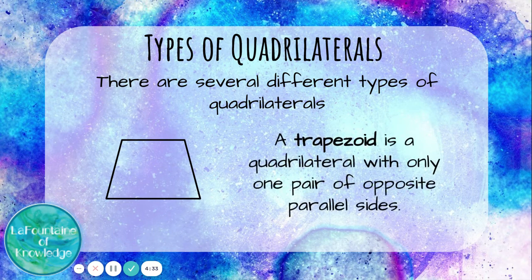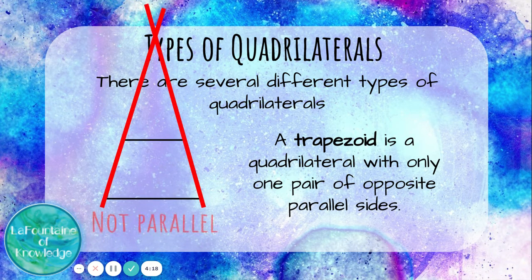This one is called a trapezoid. A trapezoid is a quadrilateral with only one pair of opposite parallel sides. When we look at this shape, we see that the top and bottom sides are parallel, but the left and right sides are not parallel. If we were to continue those sides on, they would eventually cross.